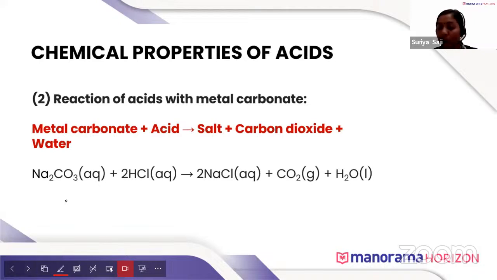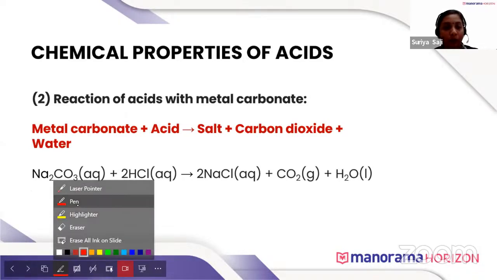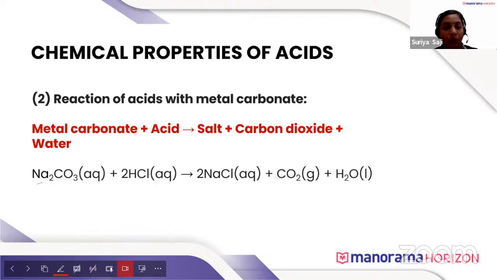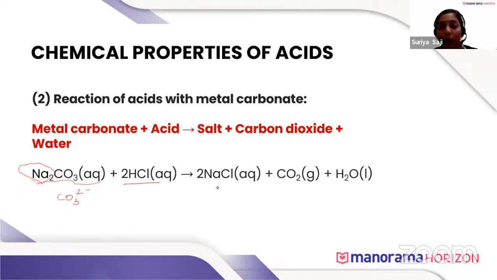Metal carbonates are compounds having this group CO3 2-. So Na2CO3, that is a metal carbonate. Here we are having sodium. We know that sodium is a metal, and the carbonate group is there, CO3 2 minus. So this is the carbonate group, sodium carbonate. Metal carbonate reacts with HCl, and we get sodium chloride. Sodium chloride is a salt.